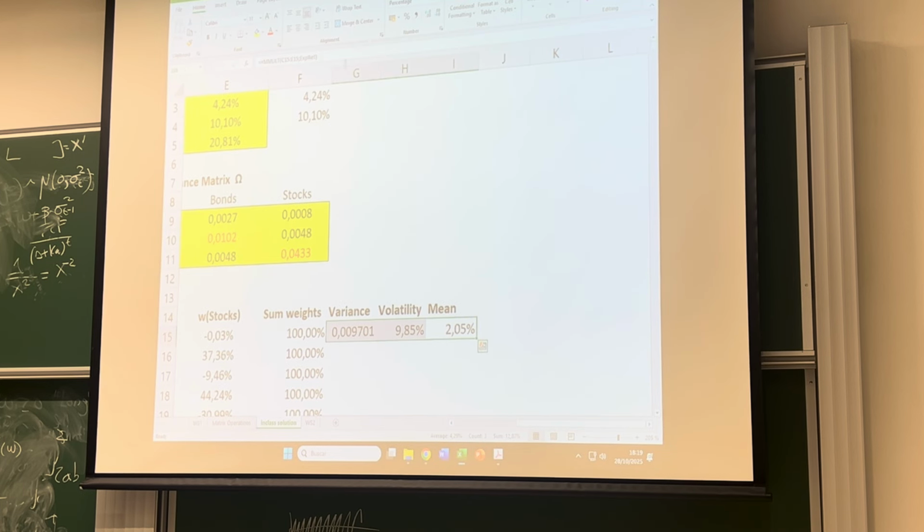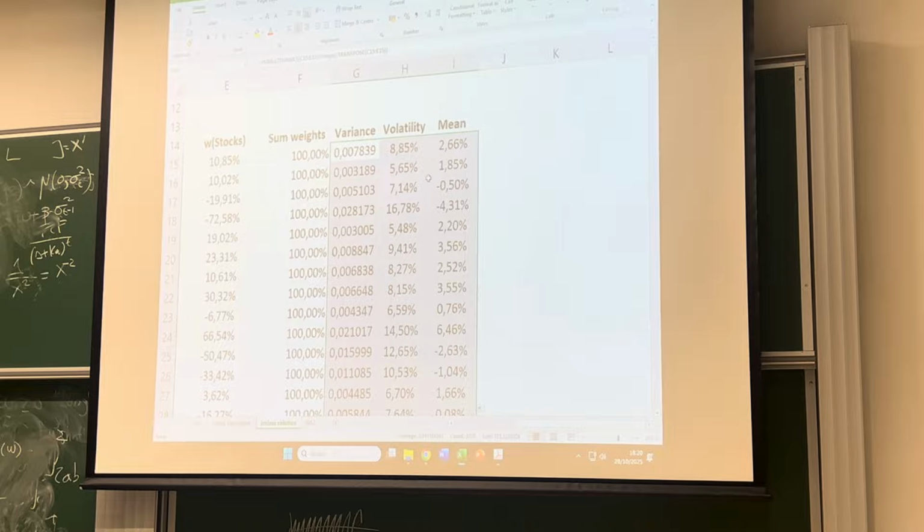I'm going to center everything. And if you are ready, I launch the whole thing down. If you are ready, copy, paste down, and we have volatility and mean. And now, I'm going to save this thing.